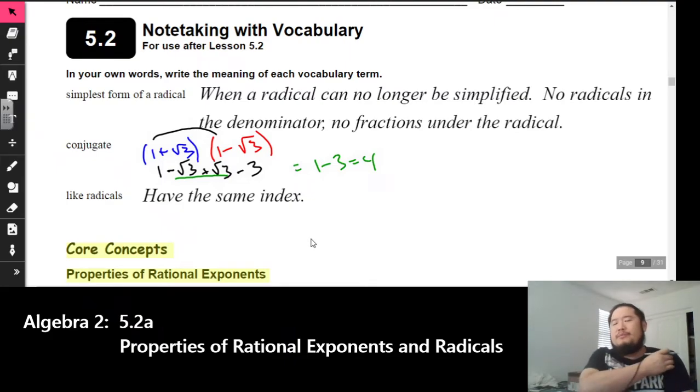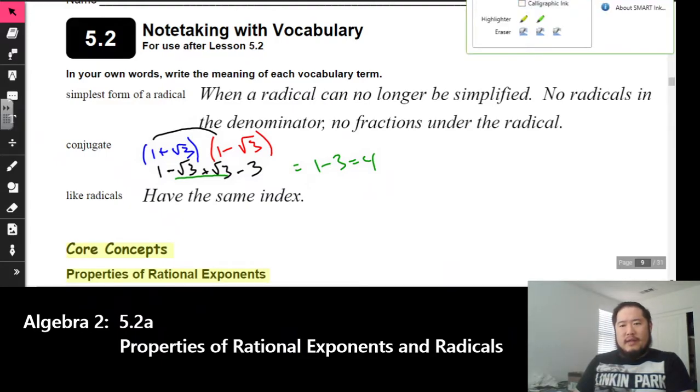We don't have a radical. So we need to conjugate, especially when we have a radical in the denominator. And we'll get to that later on in the lesson.